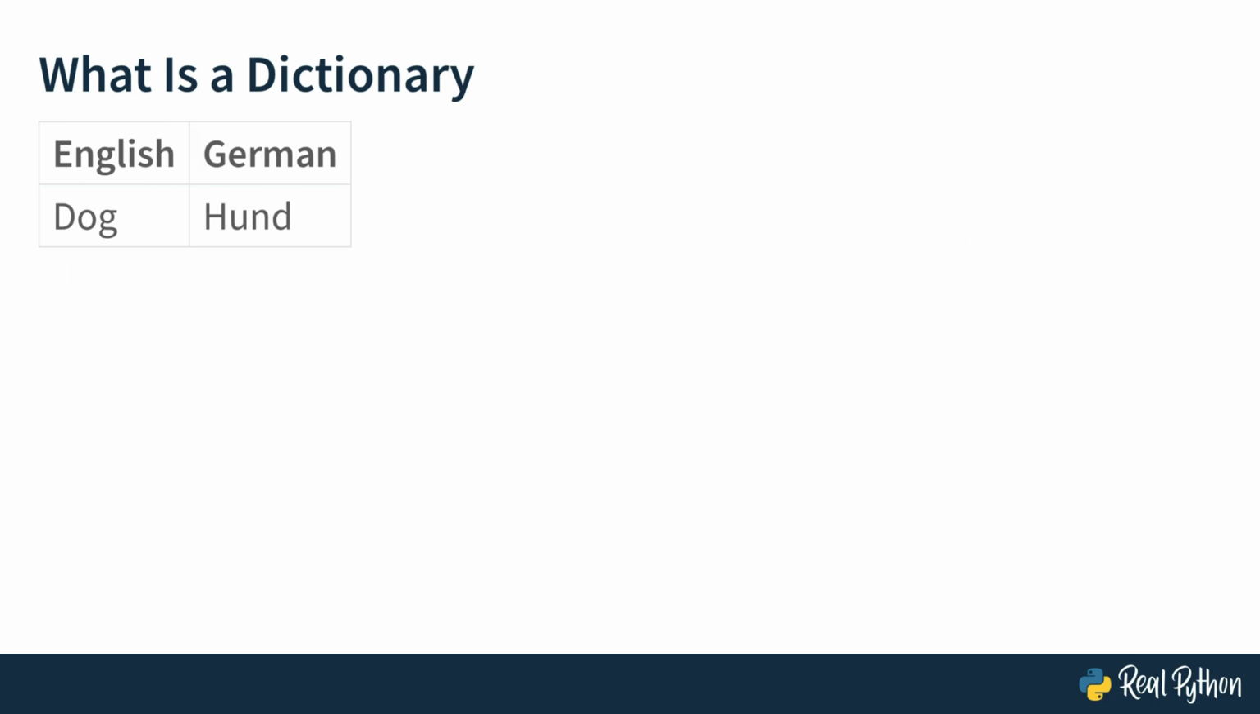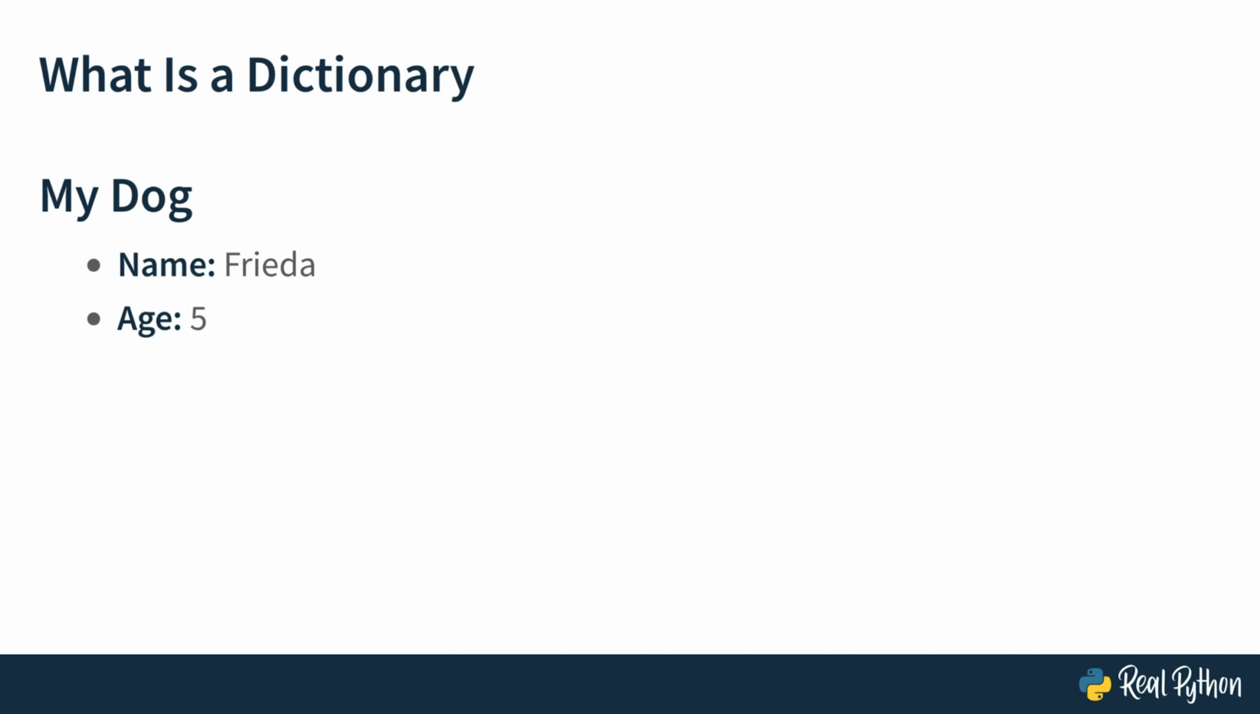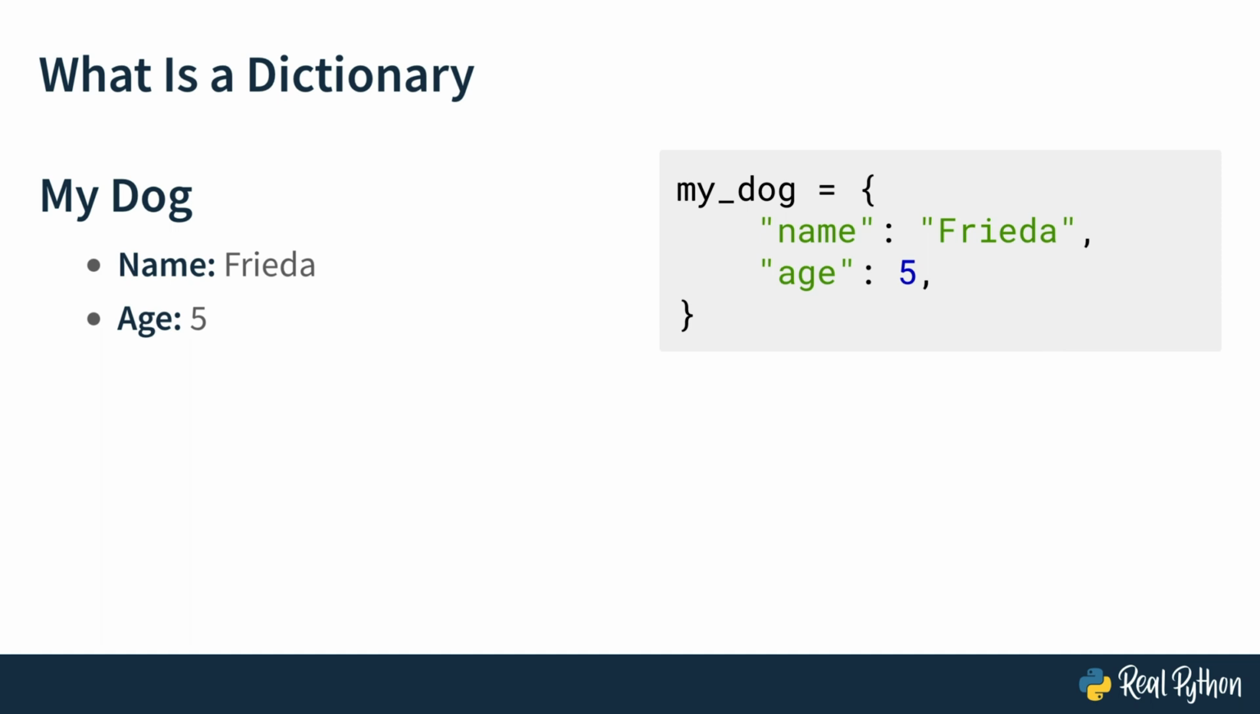You also use a dictionary when you want to translate a word. So, for example, the English word dog is the German word Hund. Another way of thinking of a dictionary is to think of it more like a form. For example, if you have a form for my dog, the name is Frida and the age is 5. On the right side, you see the data structure my dog translated into a Python dictionary. Don't worry so much about the syntax right now. I just wanted to show you how a dictionary looks in Python. You will get into the details in the next lessons.